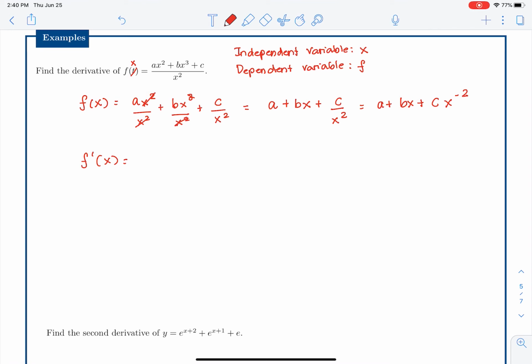So how do we find f prime of x? The first term, a, is a constant, so that would be 0. The power here is 1, so b, 1 comes to the front, x raised 1 minus 1, plus c, negative 2 comes to the front, x raised negative 2 minus 1. So b times x raised 0 minus 2c times x raised minus 3. X raised 0 is 1, so we have b minus 2c. Move the x raised negative 3 to the denominator, we get x cubed.